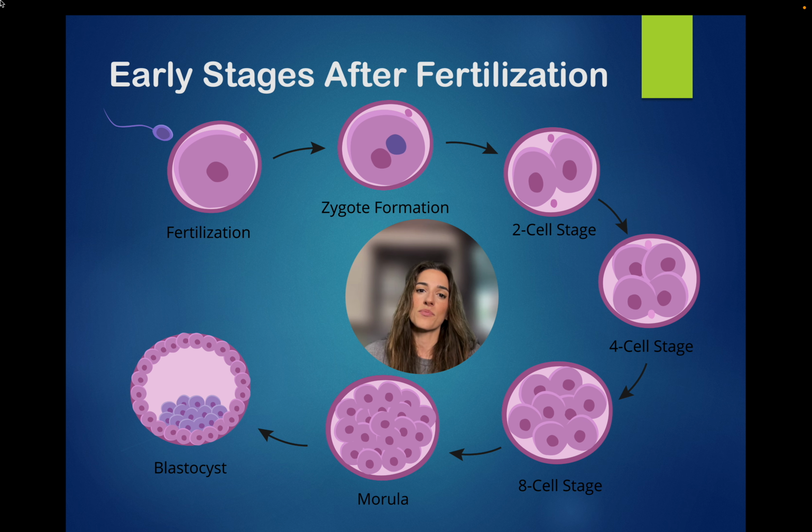Around day 5 to 6, the blastocyst reaches the uterus and begins the process of implantation into the endometrium. This step is crucial because the blastocyst needs nutrients and support to continue developing. Once implantation is successful, the blastocyst begins forming the structures necessary for embryonic development, including the placenta and the embryo itself. So from a single fertilized cell, we now have a structure that's ready to become a fully developed human.